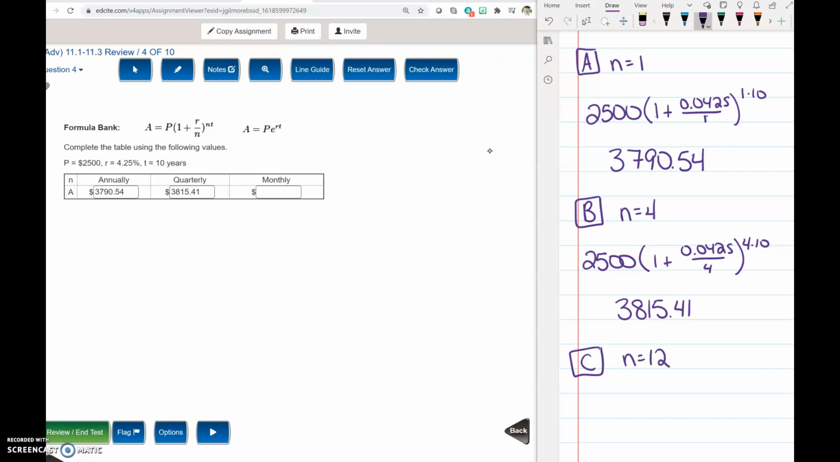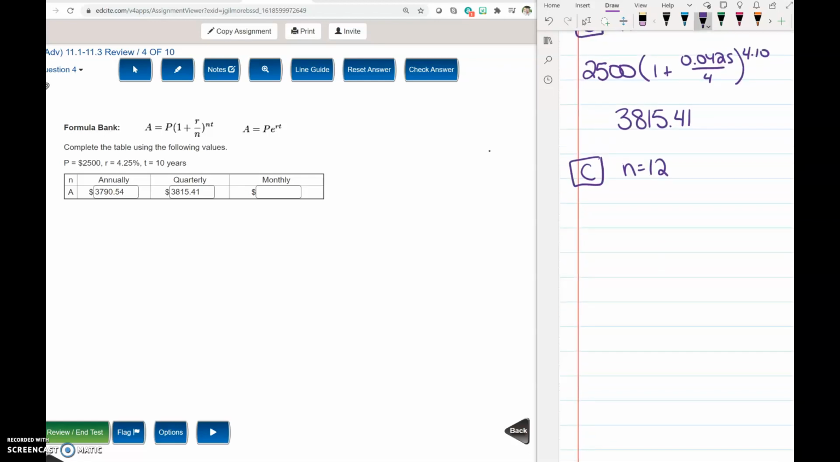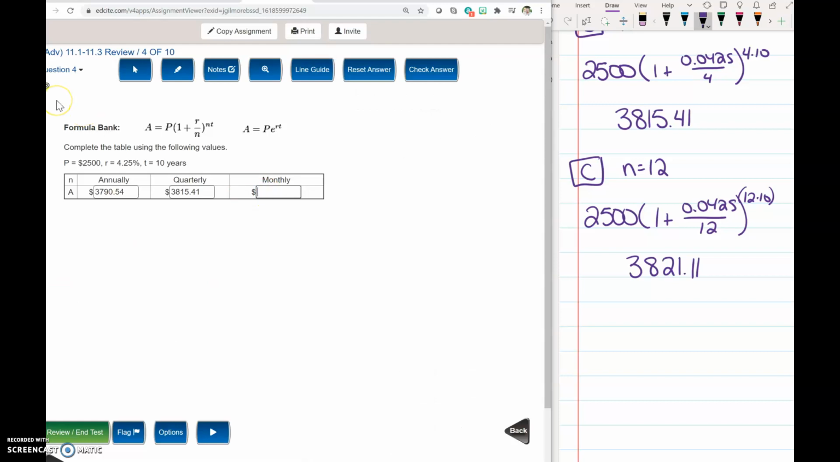Next, monthly. Then n is 12. So 2,500, 1 plus 0.0425 divided by 12, raised to the 12 times 10. And again, I would strongly recommend you put parentheses around that. Once you plug that in, notice that it's 0.105. That 5 bumps it up to 11 cents instead of 10 cents. So when we enter it in, our answer is 3821.11.